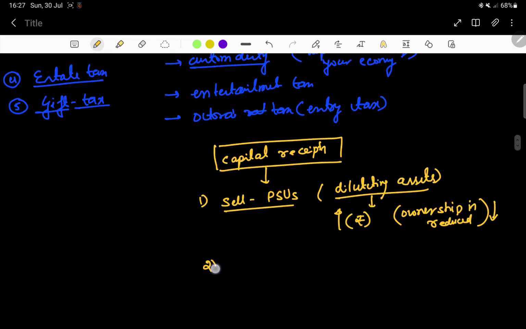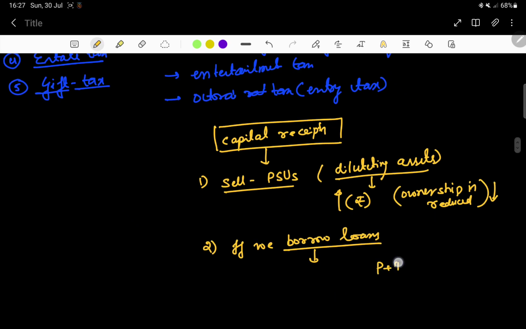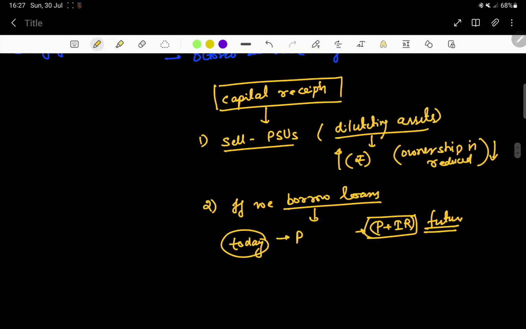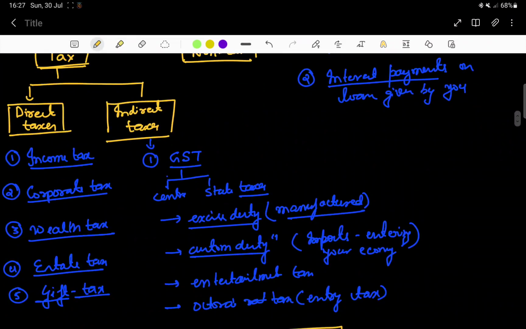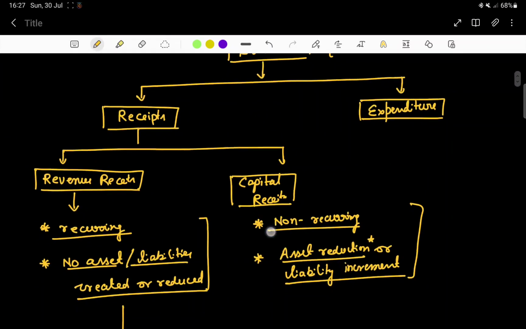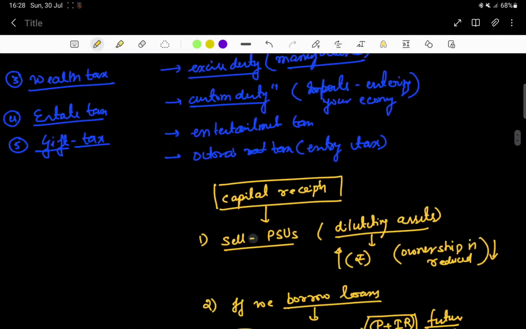So, selling PSUs. Or how can we get further capital receipts? We can get capital receipts if we borrow. Borrow what? Borrow loans. So we get the money, but we have to pay back principal plus interest. Today we get the principal, but that will become a liability that needs to be paid in the future. So these are the capital receipts which you basically have. Okay, so I think in the receipt section we are broadly completed.